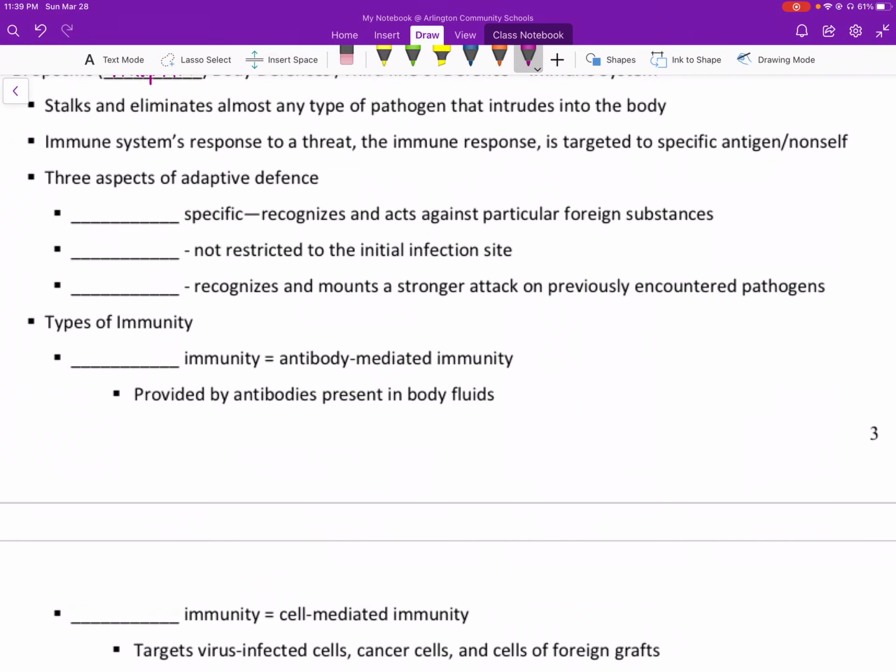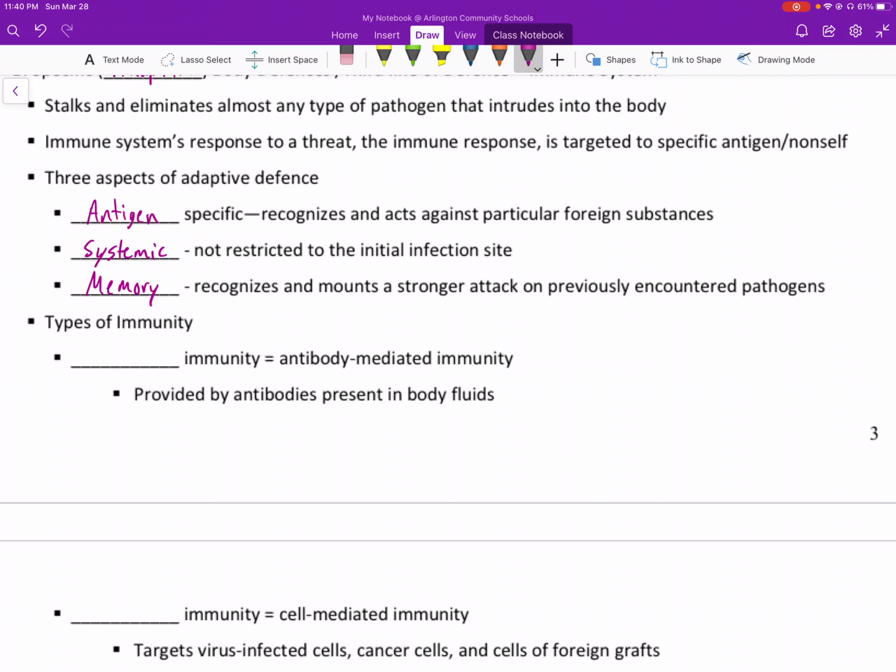It stalks and eliminates almost any type of pathogen with an immune response targeted to a specific antigen, or non-self. There are three aspects to adaptive defenses. First, we have antigen specific. We have systemic. We have memory.